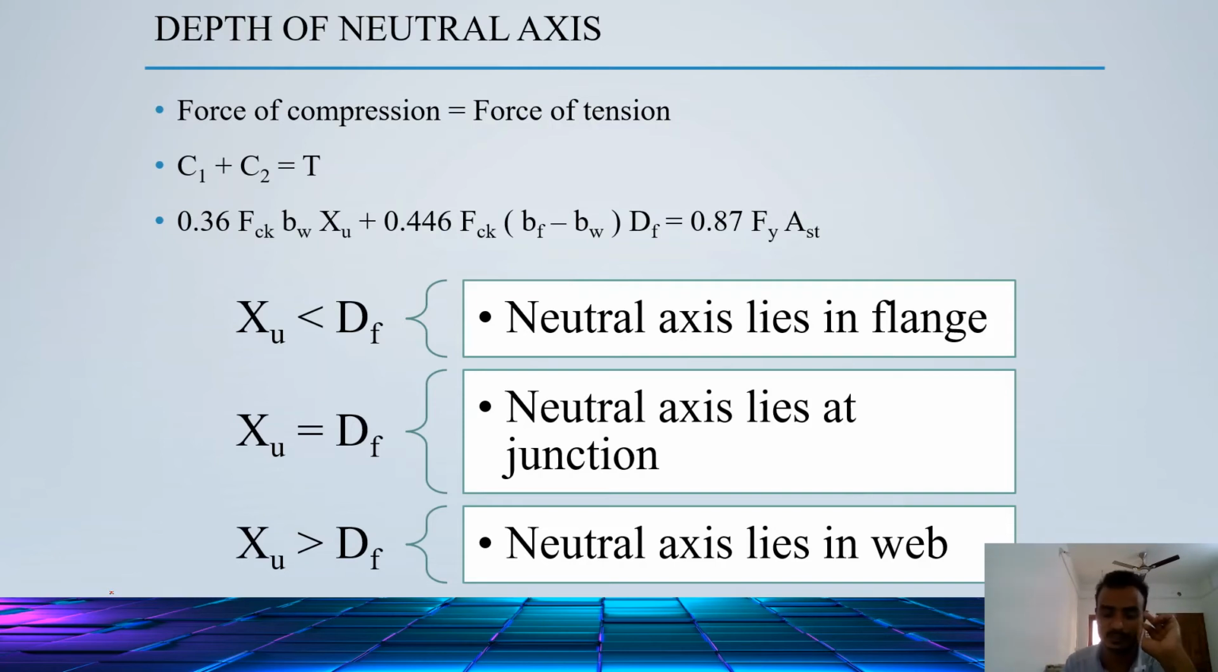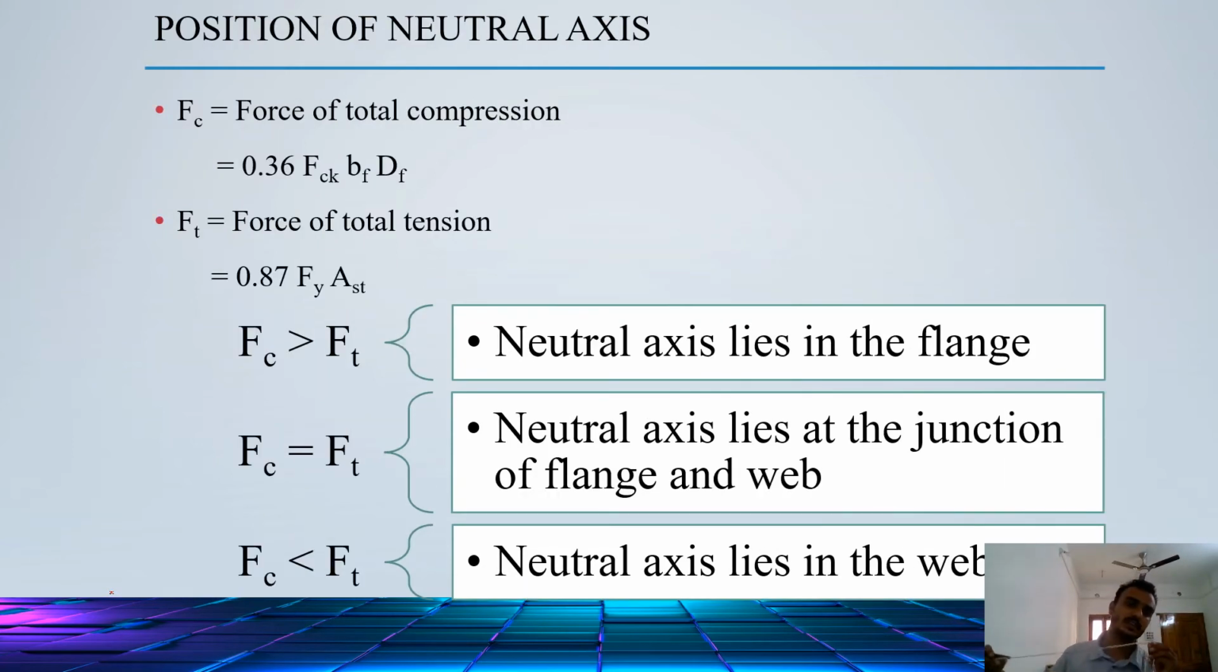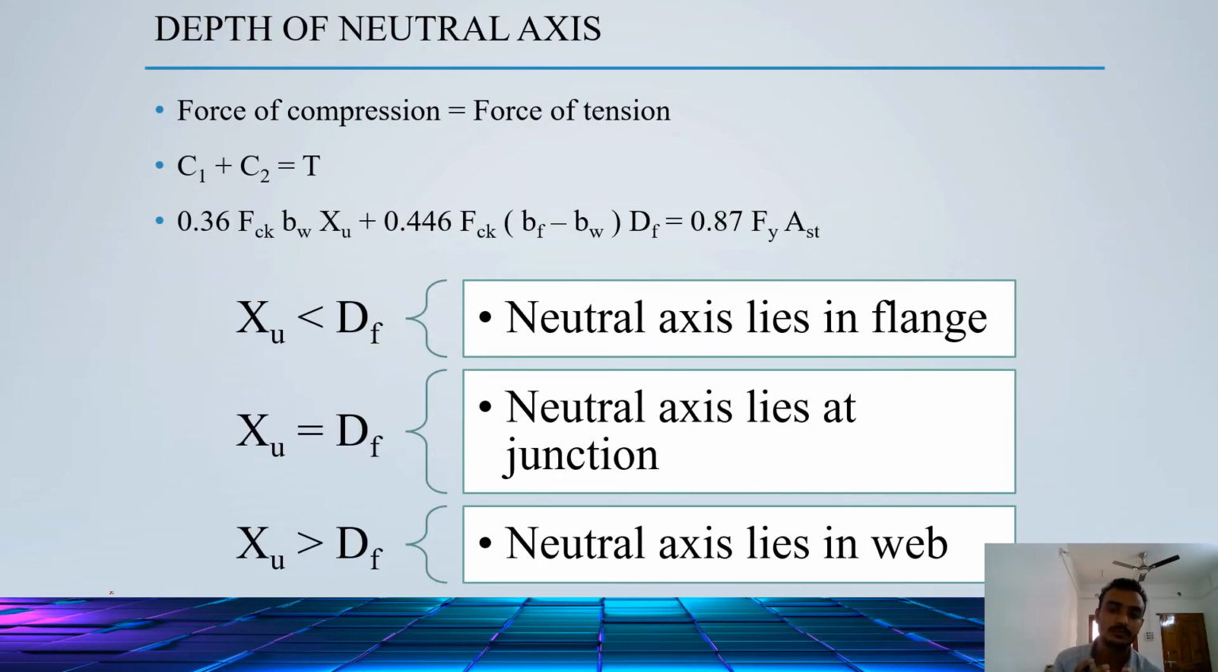Then after the position of the neutral axis, we just assume where the neutral axis lies, but we have to find out the depth. For the depth, we have to follow compression force equal to tension force. So C1 plus C2 is equal to T. There is the C1 equation, 0.36 FCK BW XU, plus 0.446 FCK (BF minus BW) into capital DF.